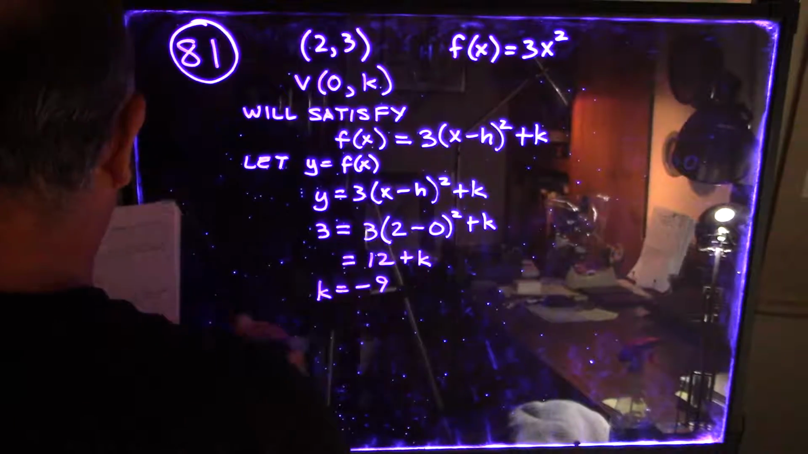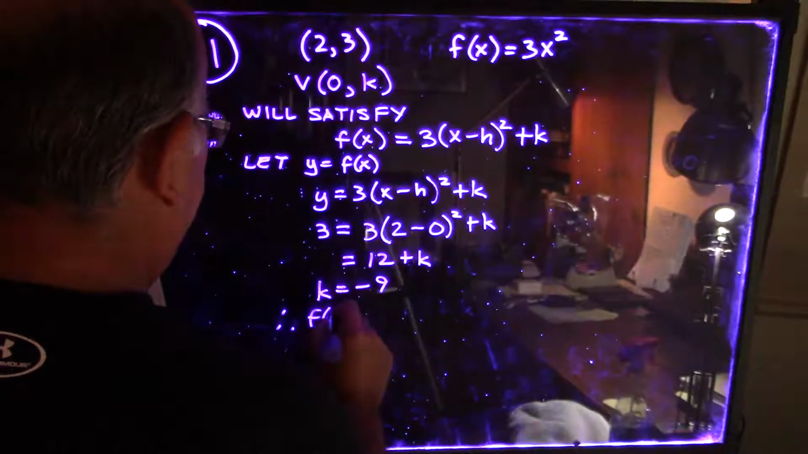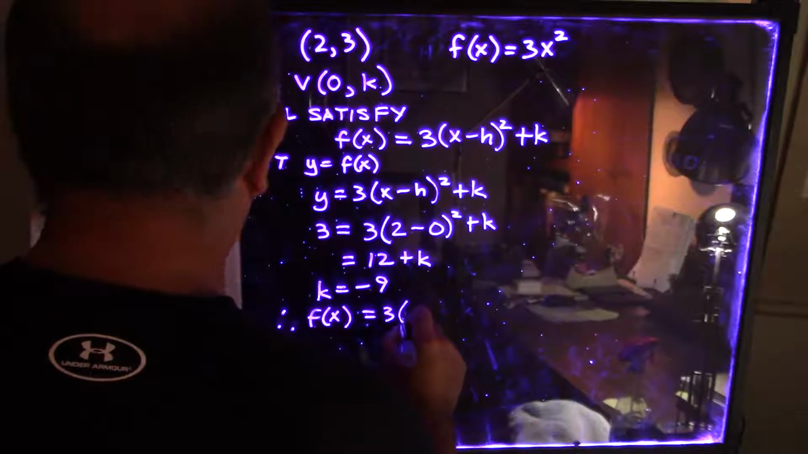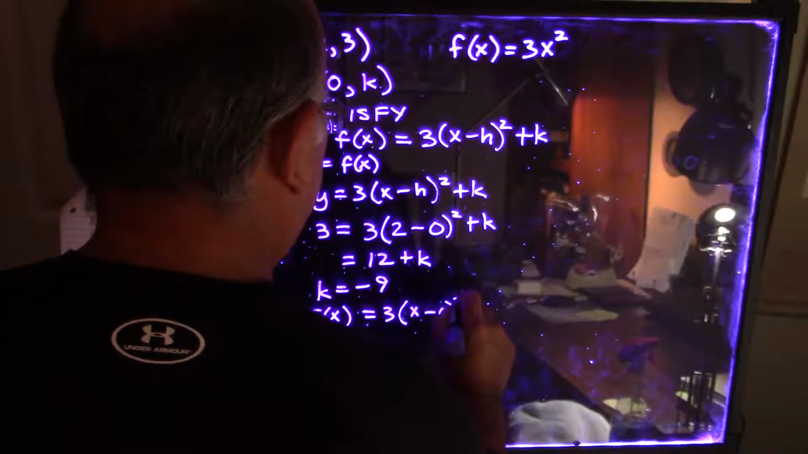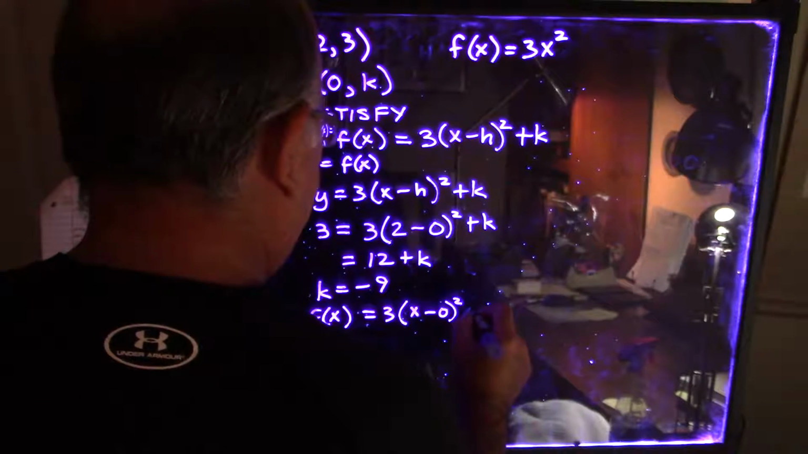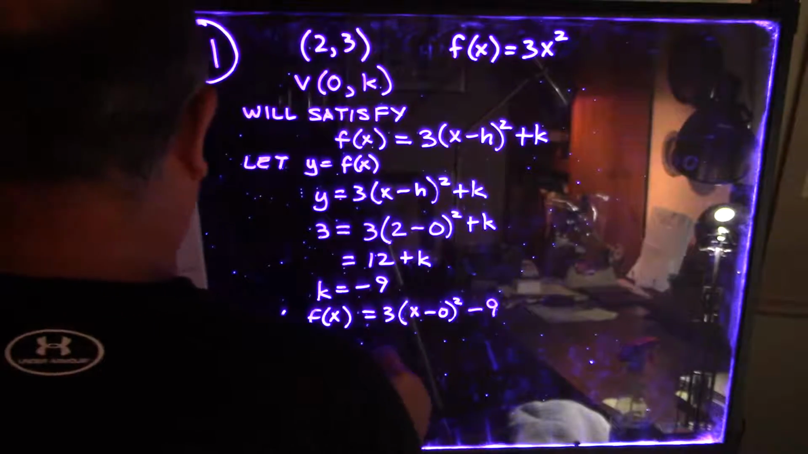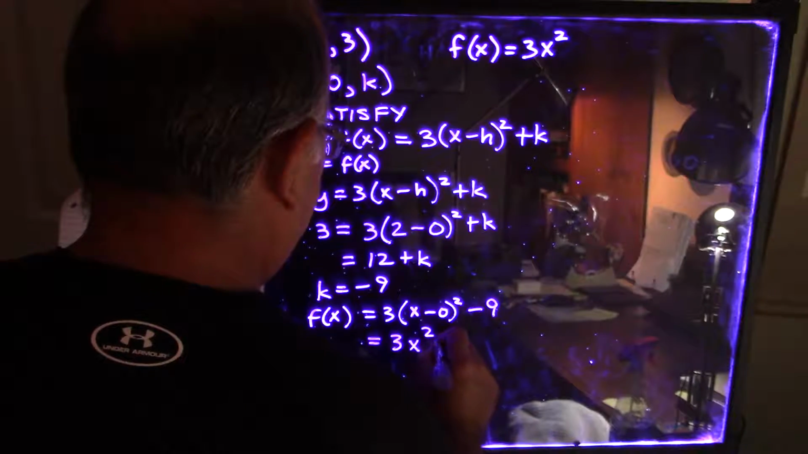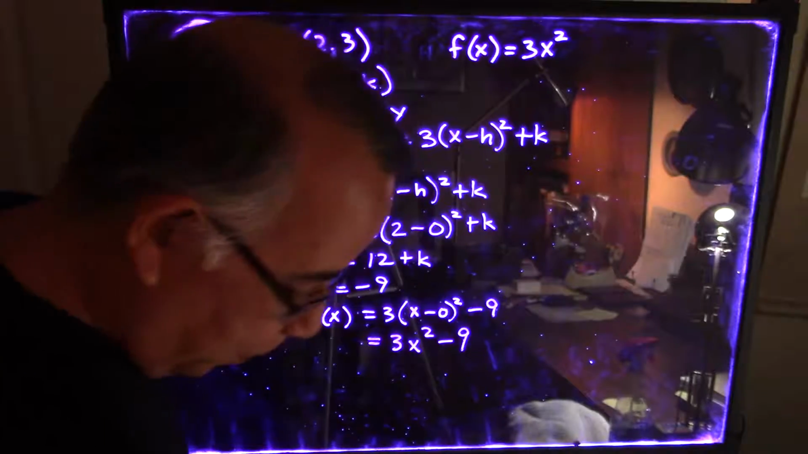Okay. Therefore, f of x is equal to 3 times the quantity x minus 0 squared, and then we just found out k equals negative 9, so add that in there. And so simplifying, we get 3x squared minus 9. So there's our function.